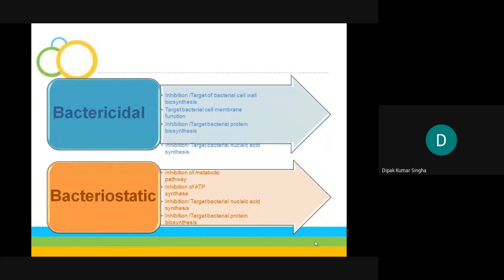Bacteriostatic: inhibition of the metabolic pathway. Basically, the bacteriostatic agents inhibit the metabolic pathway, inhibit ATP synthesis, and target nucleic acid synthesis. Here there are two different things: the bacterial metabolic pathway and inhibition of ATP synthesis. In the case of bactericidal and bacteriostatic agents these are different, but nucleic acid and protein synthesis are very common to both cases, bactericidal as well as bacteriostatic.